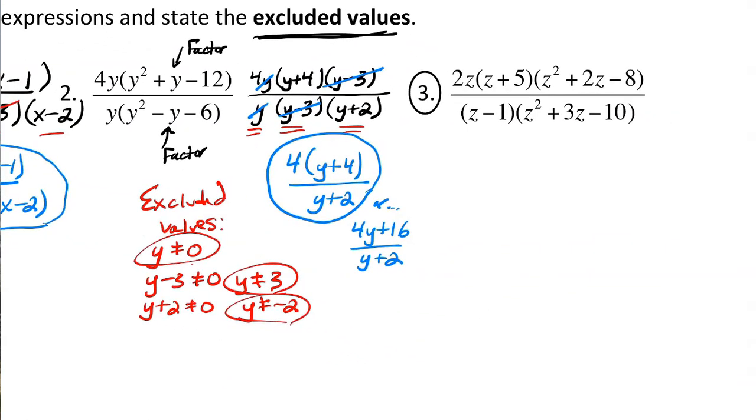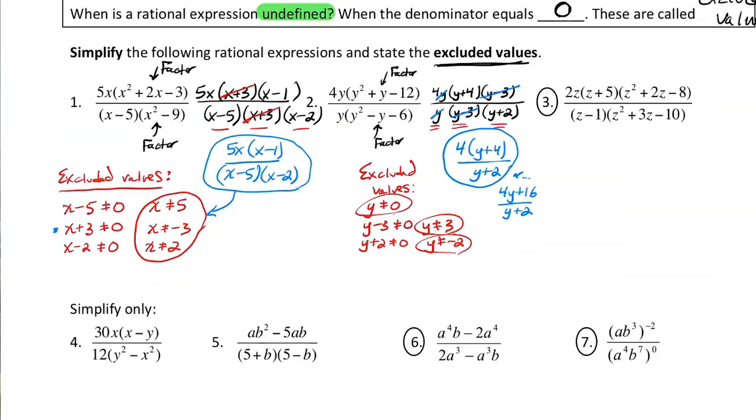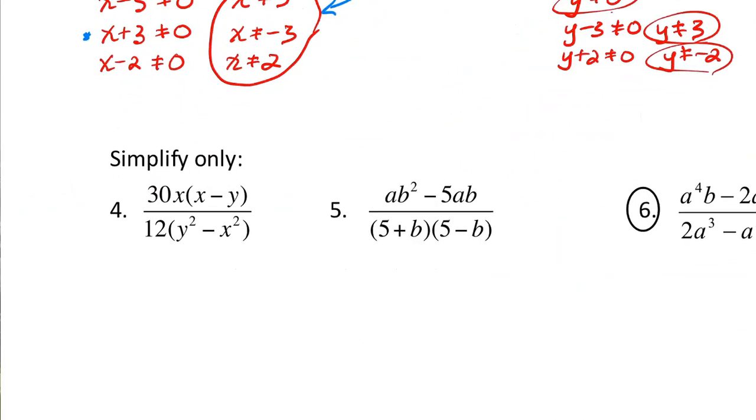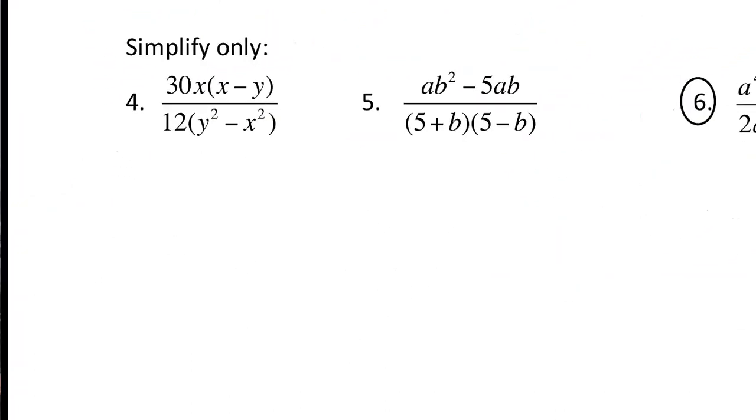I have number 3 for you as a try this. So if you'd like to do it now and save yourself time later on Schoology, you can do that. Let's move on to number 4 and number 5. It says simplify only, meaning we don't have to state the excluded values. So we need to factor.